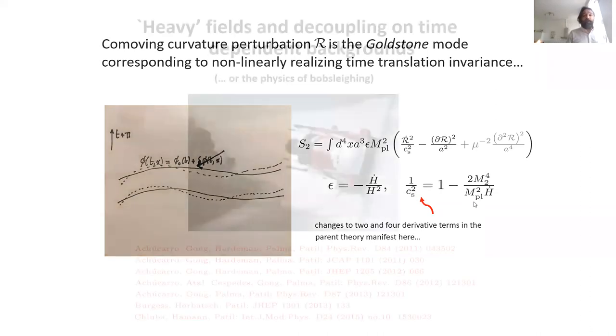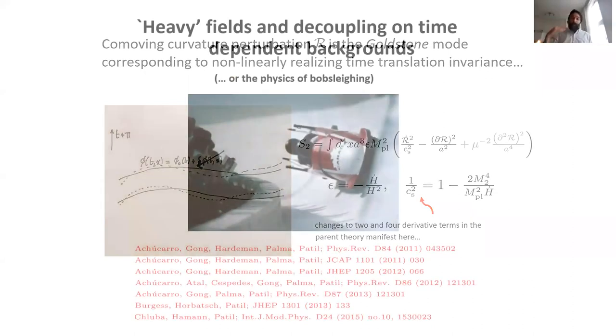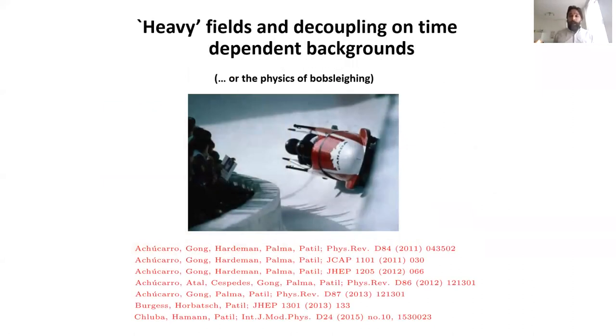This is some work that occupied myself and some collaborators over the last decade. And it was quite surprising actually. It took us a while to convince ourselves and our colleagues of what we found, because on the surface it's quite striking. Our claim is that it is possible to have fields hundreds, if not maybe 1,000 times heavier than Hubble, excited during inflation, consistent with decoupling.